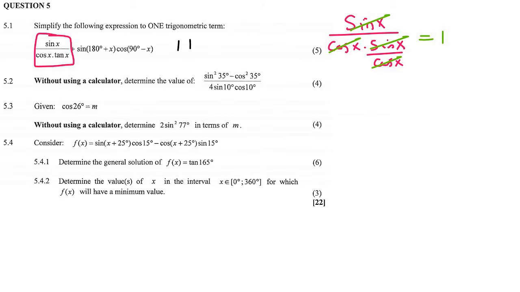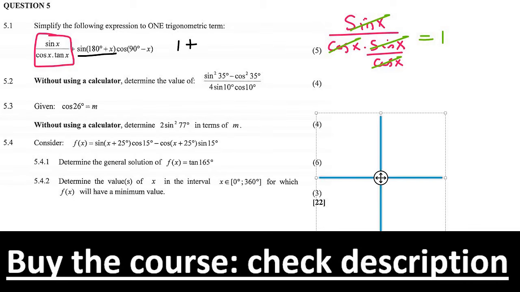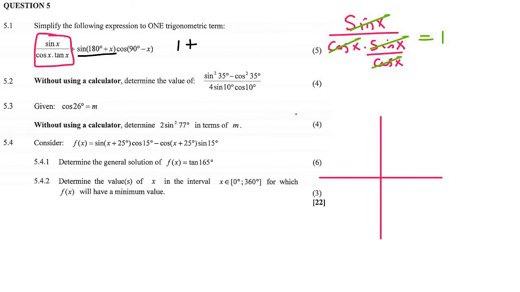So now we've got 1 plus. Now sin of 180 plus x. Now guys, this uses our CAST diagram. And remember, in a CAST diagram, you've got C-A-S-T, and 180 plus x is here. So sin is negative there. So that's going to become negative sin x. And then cos of 90 minus x, that's a co-function.